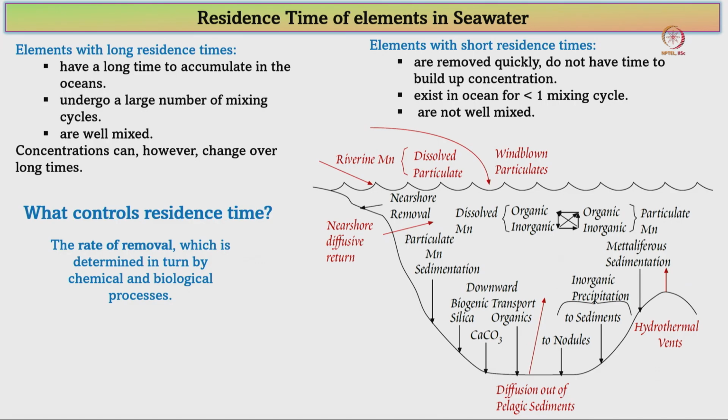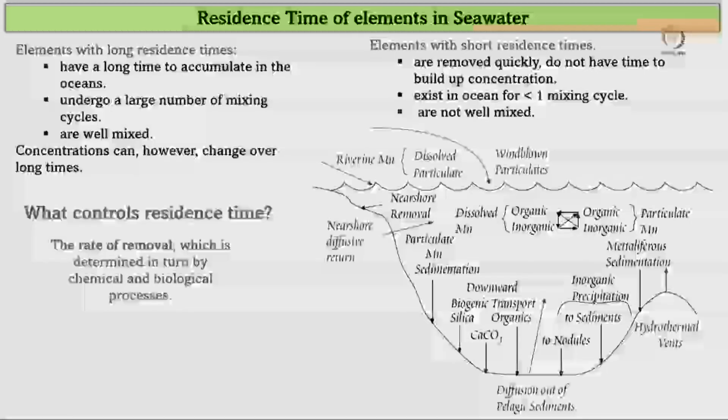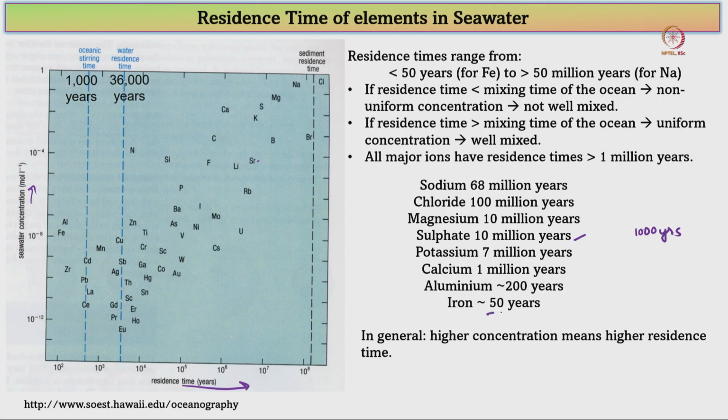The elements which have short residence times are removed very quickly, and therefore they do not get build up time. Their concentrations do not build up, and they exist in the ocean for less than one mixing cycle. For instance, iron has a residence time of 50 years.